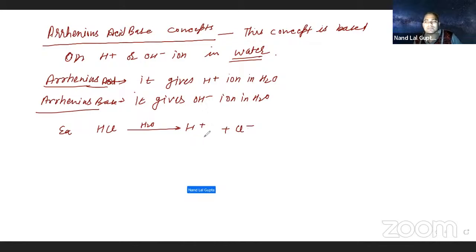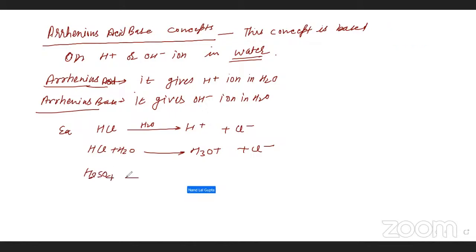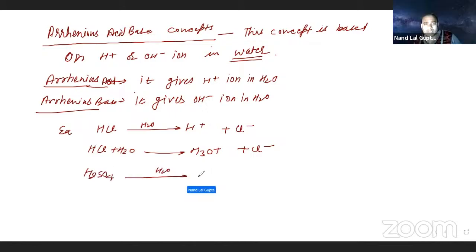You know, H plus ion is unstable in water. So if you are writing HCl plus H2O, it will give H3O plus Cl minus. Another, suppose you are writing H2SO4. Similarly, you write H2O here, so it will give 2H plus SO4 2 minus. If you are writing HNO3, what is it going to give? Water is required. This is the H plus nitrate ion.